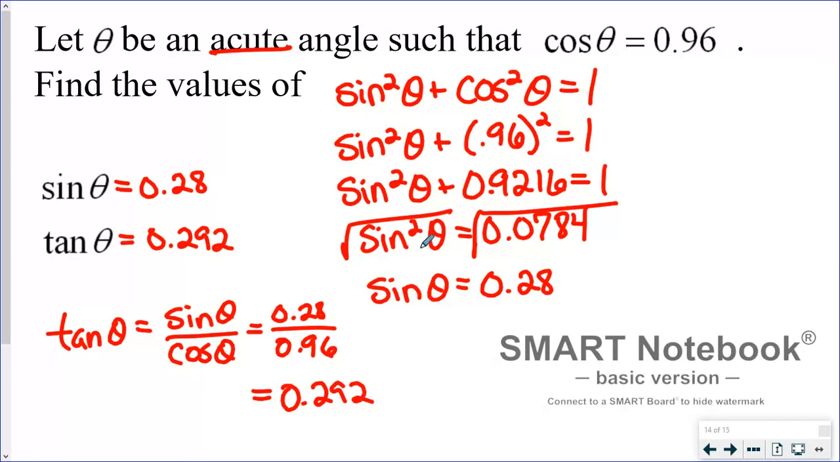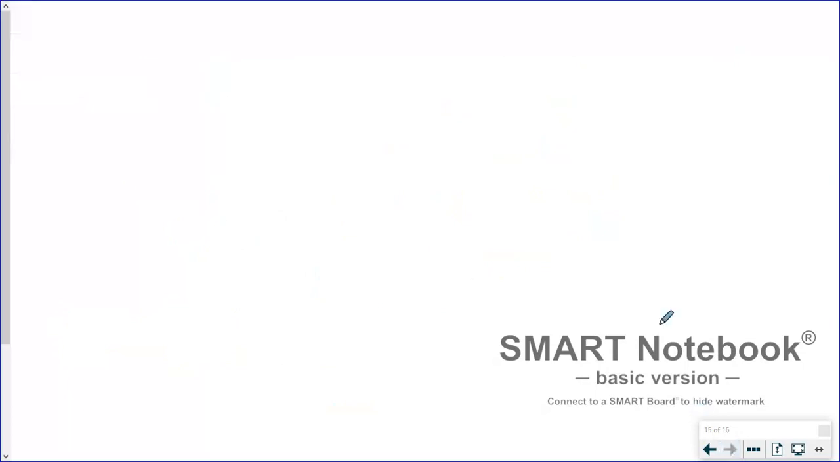And of course, from here, it'd be very easy to find all of the other three. You just take the reciprocals. Of course, no need to worry about that.